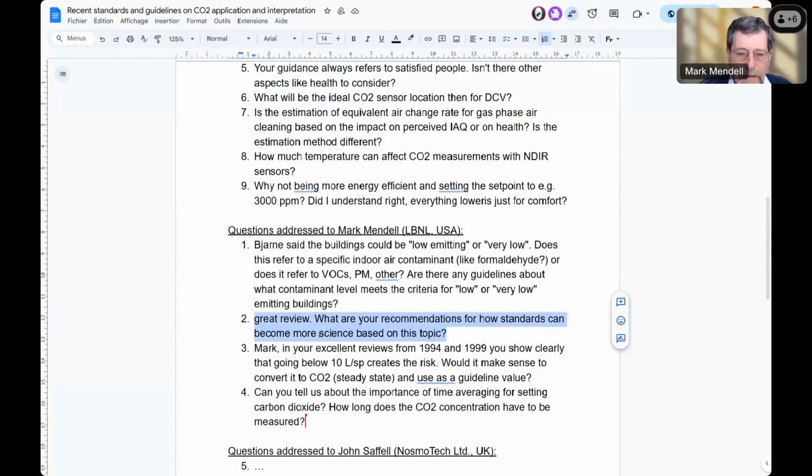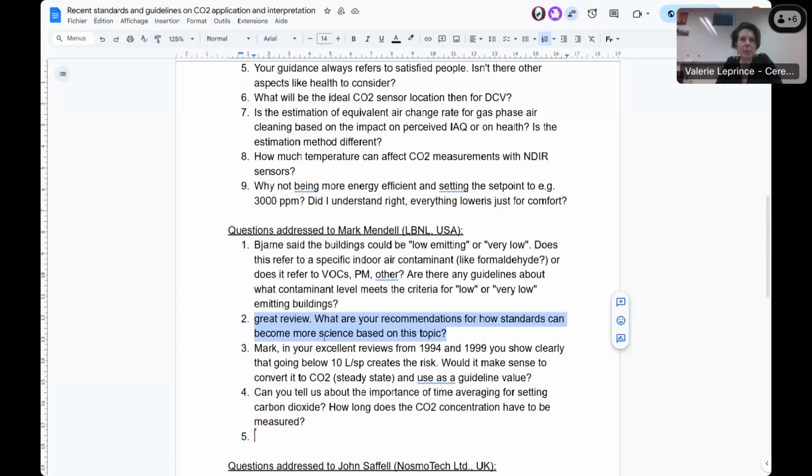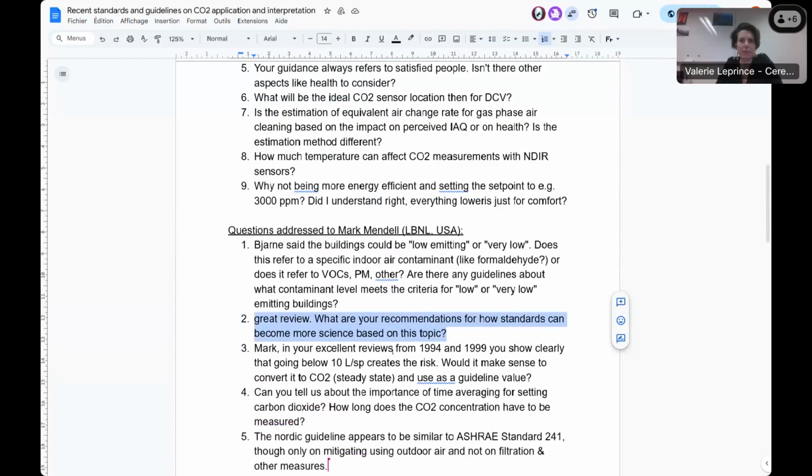Okay. So great review. What are your recommendations for how standards can become more science-based on this topic? Let's see. It's an excellent but complicated question. I think first of all, you have to specify what effects you're trying to protect your occupants from, which is not often made very clear. And then you have to figure out what are the exposures that cause those health effects, and then do some research on how much ventilation you need to control the exposures. Like the Nordic Ventilation Group did specifically with COVID exposures, and then they used numbers specific to COVID to calculate a minimum ventilation rate, and then they used a mass balance model to calculate a maximum CO2 level. And I think that's a good map for how to do better standards for indoor air quality related to health.